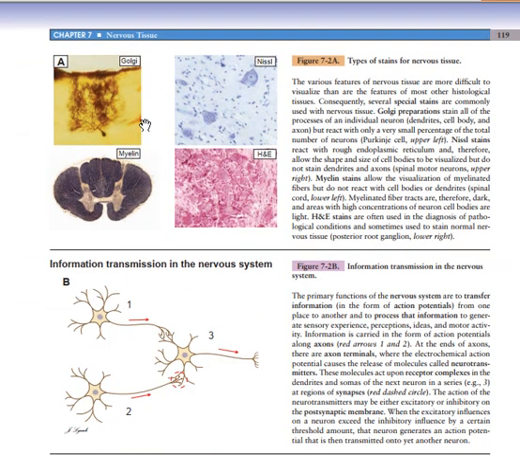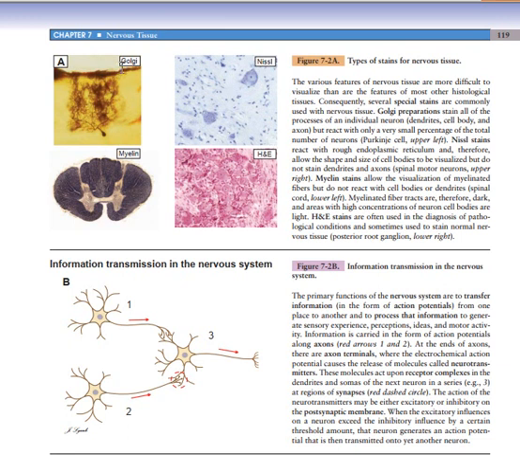Now, the next thing to visualize is the stains of the nervous tissue. You need to know that we have different stains in the nervous tissue. The first, we have the Golgi preparation stain. The second, we have the Nissl stain. The third, we have the myelin stain. And the fourth is the hematoxylin and eosin stain.